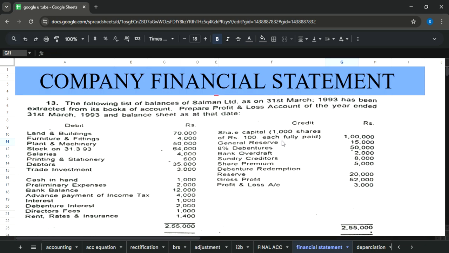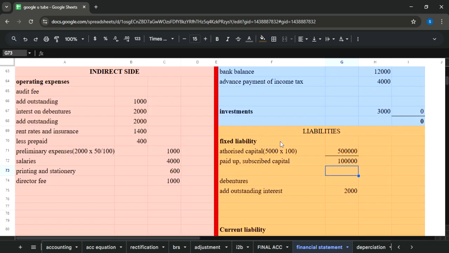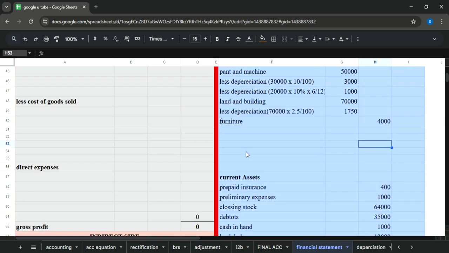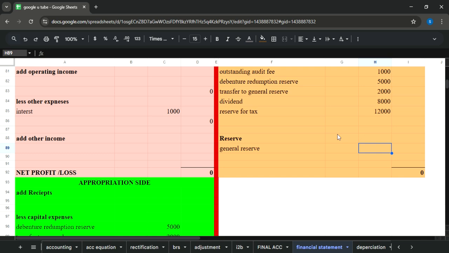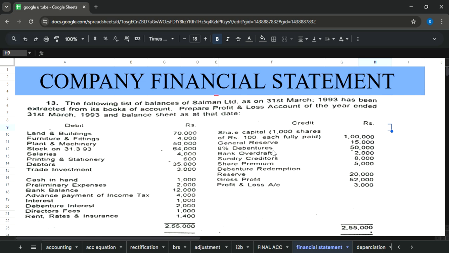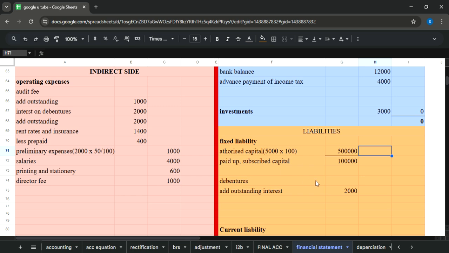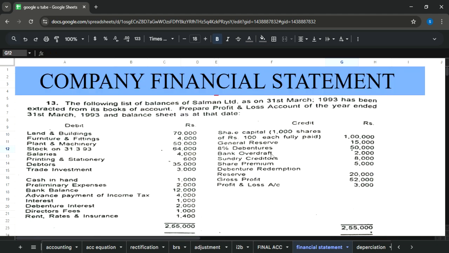Then we have general reserve. For reserve, places are present over here. General reserve, and the amount is 15,000. We are going to write it on the liability side. Then we have debentures 50,000, and here already a place is fixed, 50,000. Debentures are recorded.